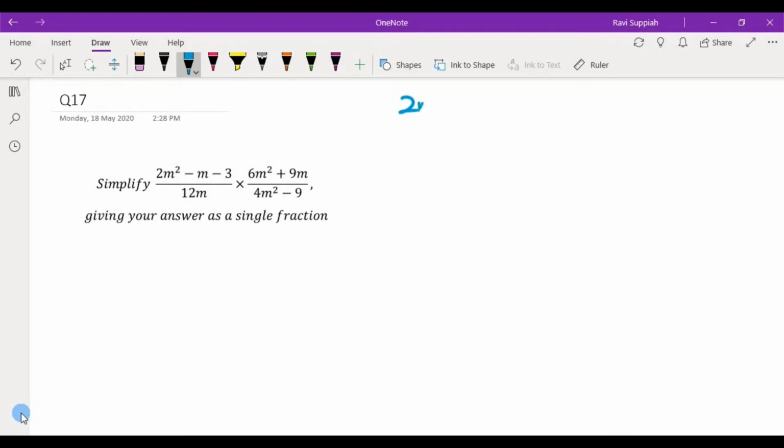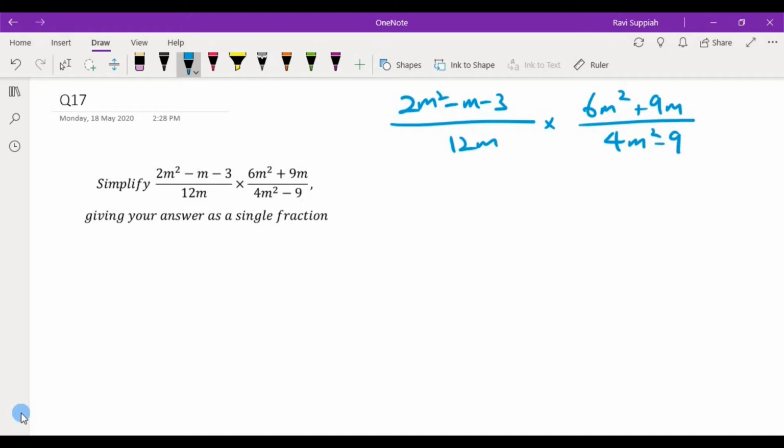So let me rewrite the entire question here. Over 12m multiplied by 6m squared plus 9m over 4m squared minus 9. So for this first term here, 2m squared minus m minus 3, we can consider doing the cross or the box method. I'm going to do the cross method over here.